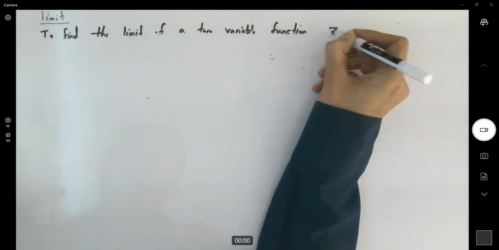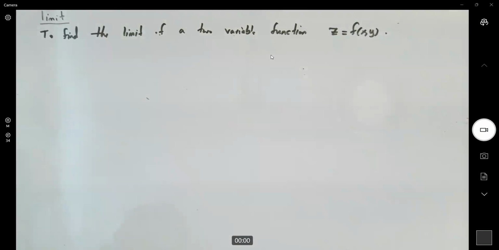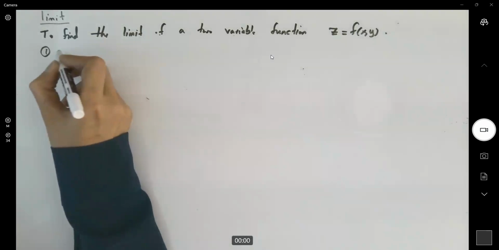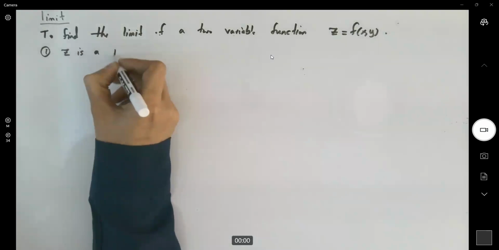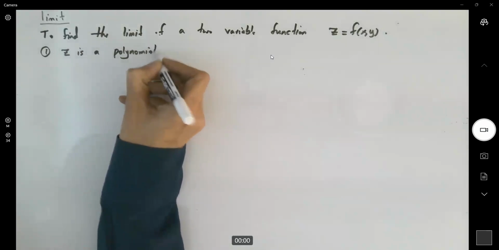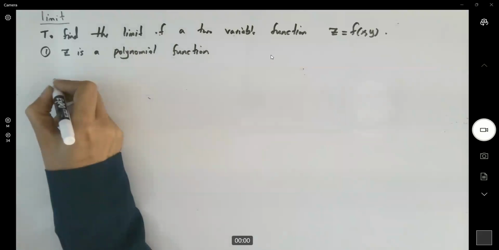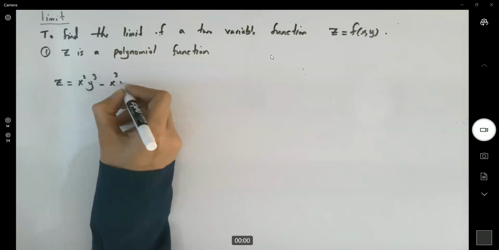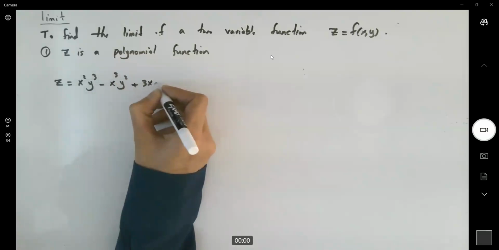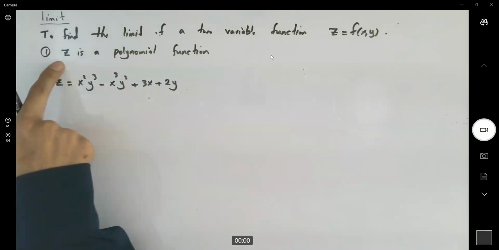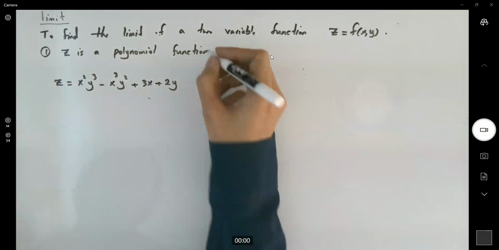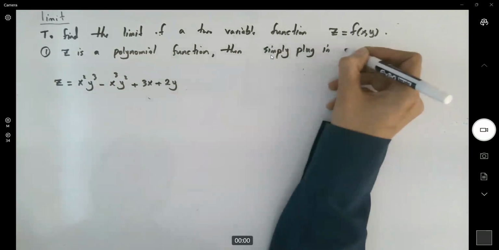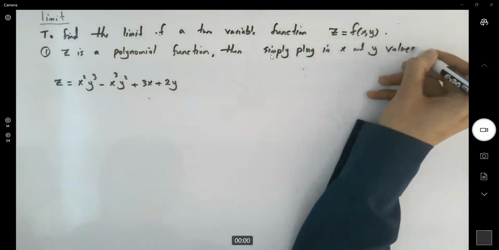function, z equals f of x and y on the given domain, if you have a well-behaved function, one, if z is a polynomial function, like z equals x squared y cubed minus x cubed y squared plus 3x plus 2y, if your function is a polynomial function, then simply plug in x and y values.